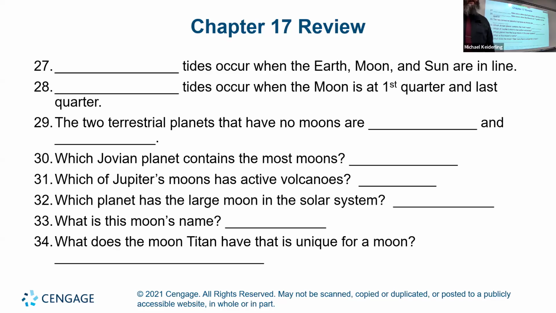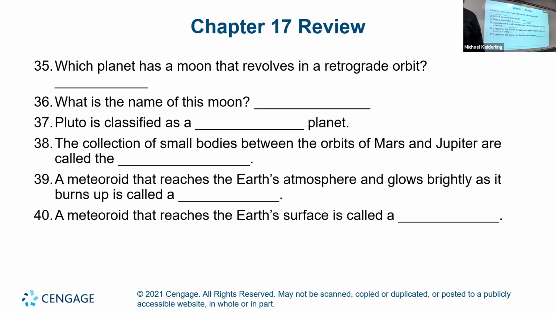The moon of Jupiter that has active volcanoes is Io. The largest moon in the solar system is orbiting Jupiter. That moon's name is Ganymede. What the moon Titan has that's unique for a moon is a thick, dense atmosphere. The planet that has a moon that revolves in a retrograde orbit is Neptune, and that moon's name is Triton.